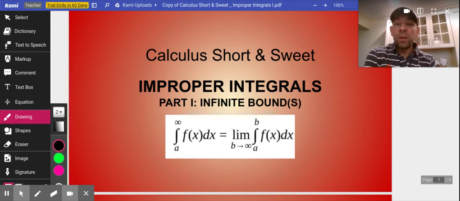In our part two video, we'll look at what we call infinite discontinuities, where we've got some vertical asymptote at either the left endpoint, the right endpoint, or somewhere on the interior. But anyway, we'll save that for the next video.